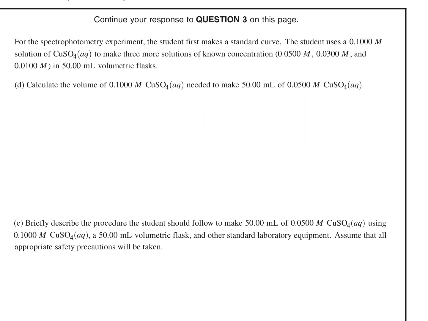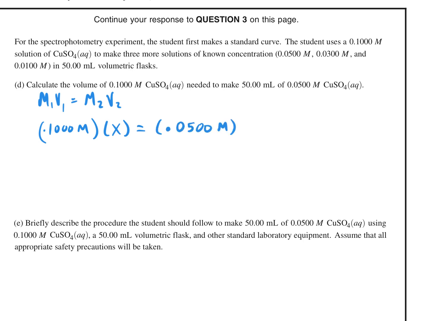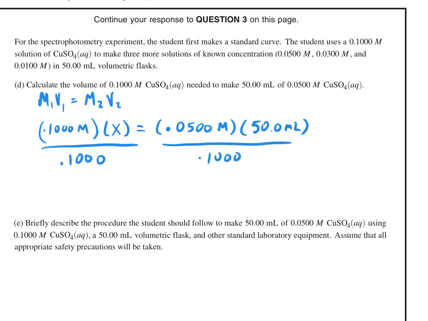In order to do this, we need the dilution formula, which is M1V1 equals M2V2. My M1 is my higher concentration, which is 0.1000 molar, and I don't know how much I need of that, so that's my unknown, x. I set that equal to the second molarity, which is less concentrated, 0.0500 molar, times the volume I need, 50 milliliters. Now I solve for x by dividing by 0.1 on each side, and my volume is 25 milliliters of the 0.100 molar solution of CuSO4.